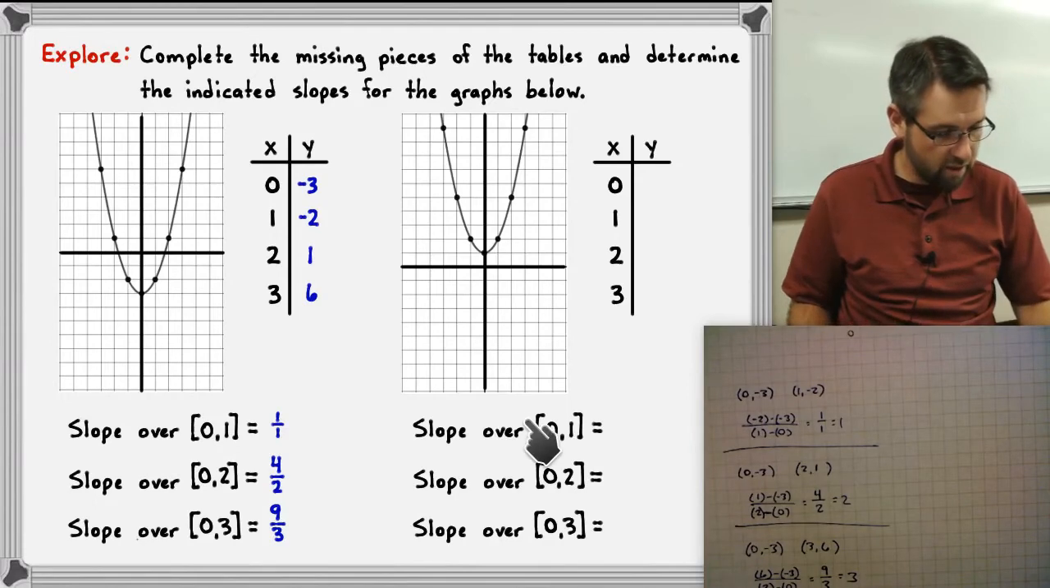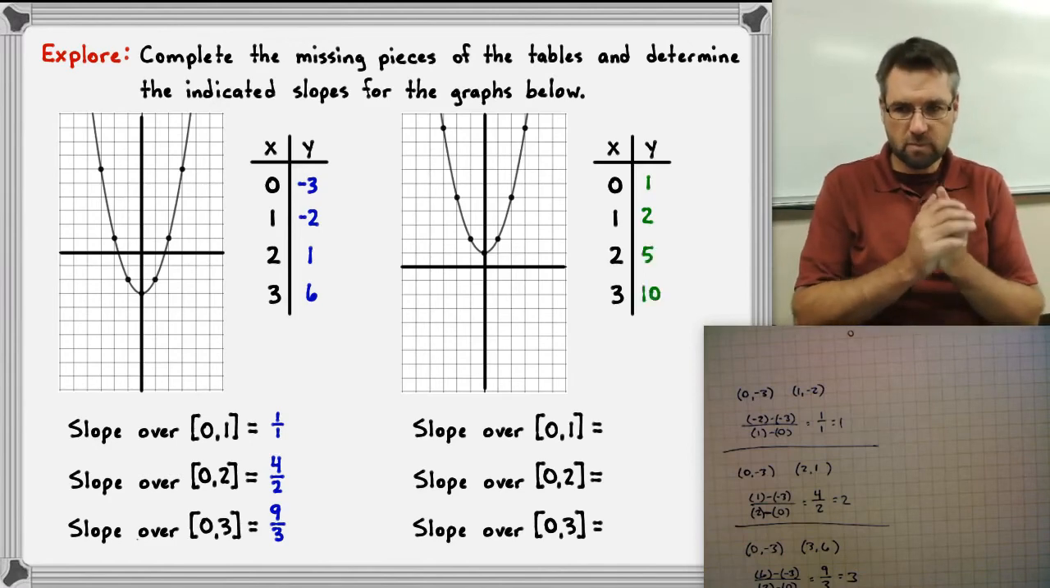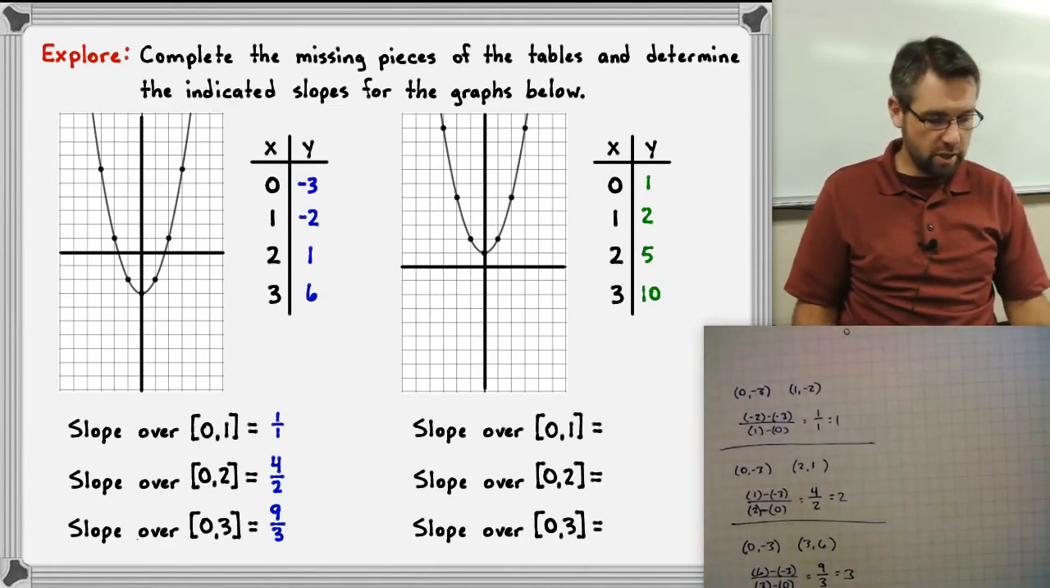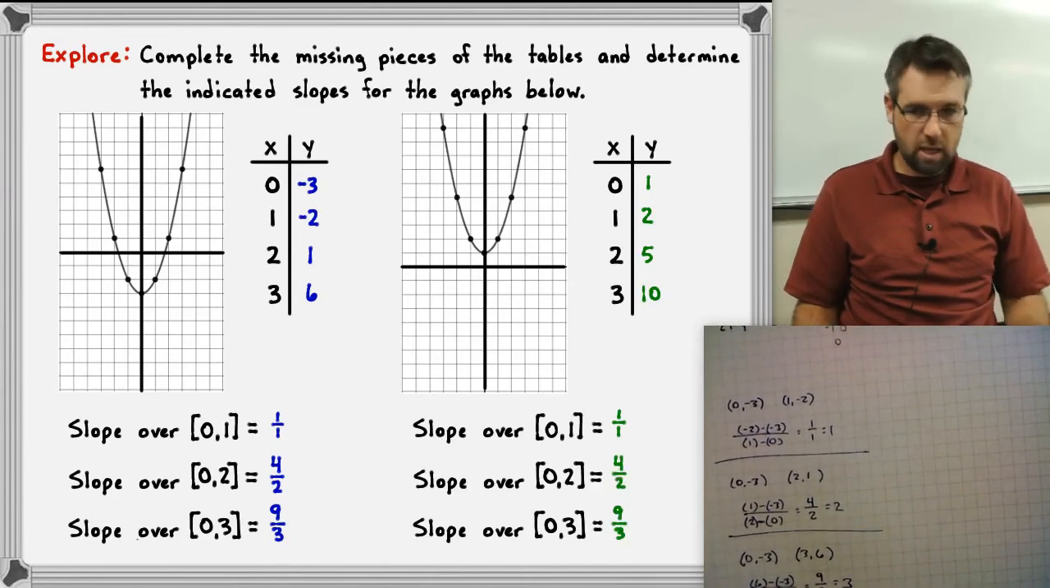If the x-coordinate is 0, the y value is +1 here. When the x value is 1, the y value is 2. When the x value is 2, the y value is 5. And when the x value is 3, the y value is 10. Finding the slopes, doing it just like I did here, or looking at it graphically, you should have gotten 1 over 1, 4 over 2, and 9 over 3.